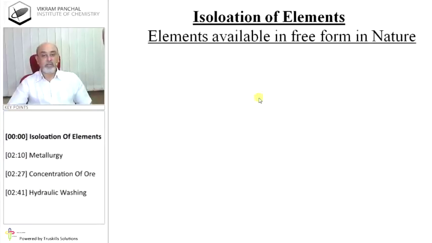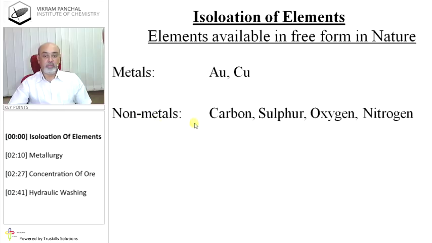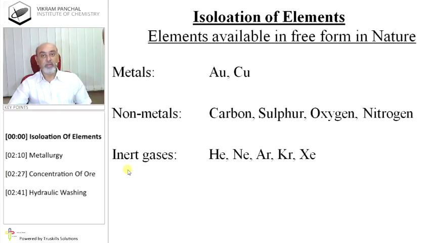We will start Isolation of Elements, that is Unit 6. Elements available in free form in nature are metals, gold and copper. Non-metals, carbon, sulfur, oxygen and nitrogen. And inert gases, helium, neon, argon, krypton, xenon.